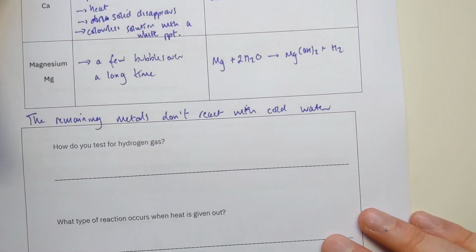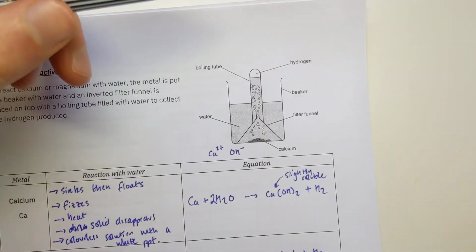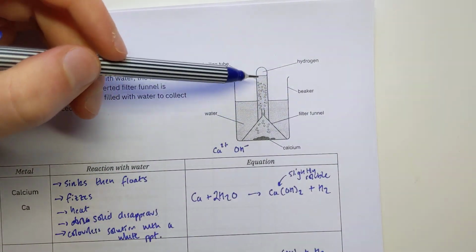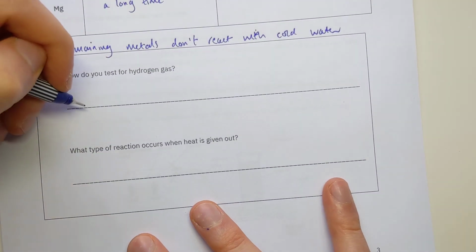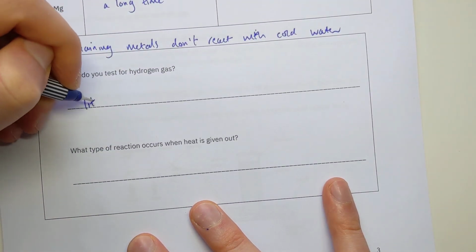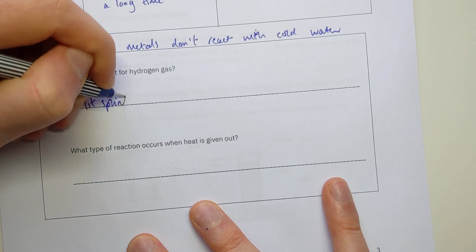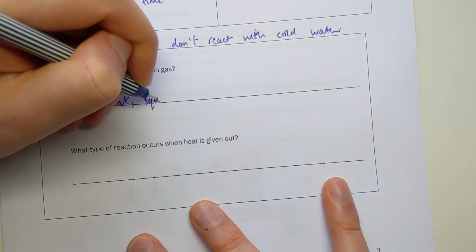Final thing on page 3, just a wee bit of revision. So we said we do this apparatus here for this reaction if we wanted to test the hydrogen produced to prove it is actually hydrogen. It's asking how would you do that? It should be drilled into your head by now. We use a lit splint and we will observe a squeaky pop if it is hydrogen.